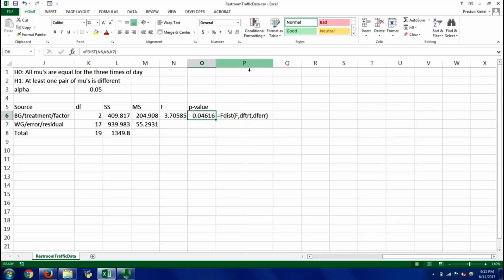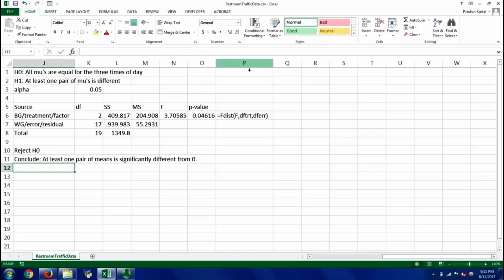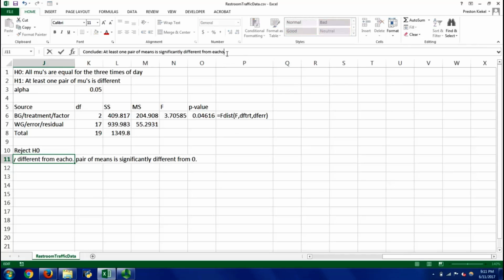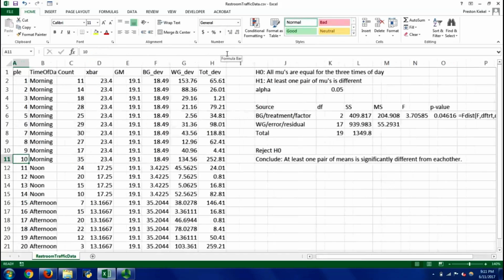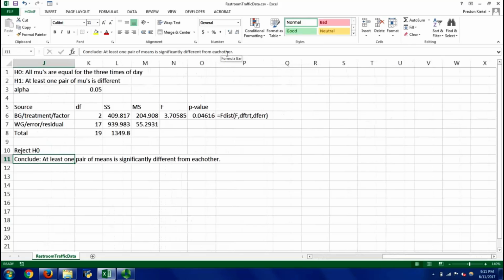Well, that p-value is statistically significant because it is smaller than 0.05, and so I reject the null hypothesis. And I conclude at least one pair of means is significantly different from each other. Well, I don't know which pair it is. I've got 3 possible pairwise comparisons: morning to noon, morning to afternoon, and noon to afternoon. I have no way to figure out which one is which. And that's what the next step is for.